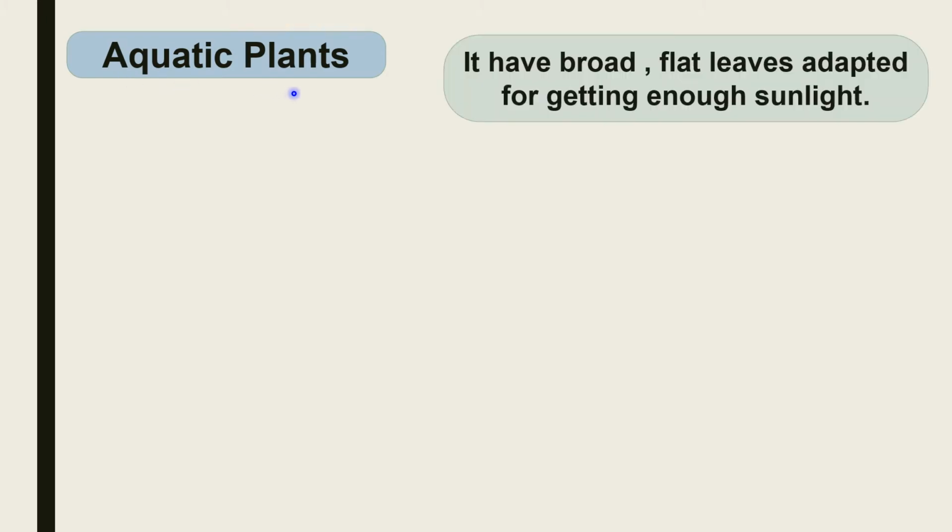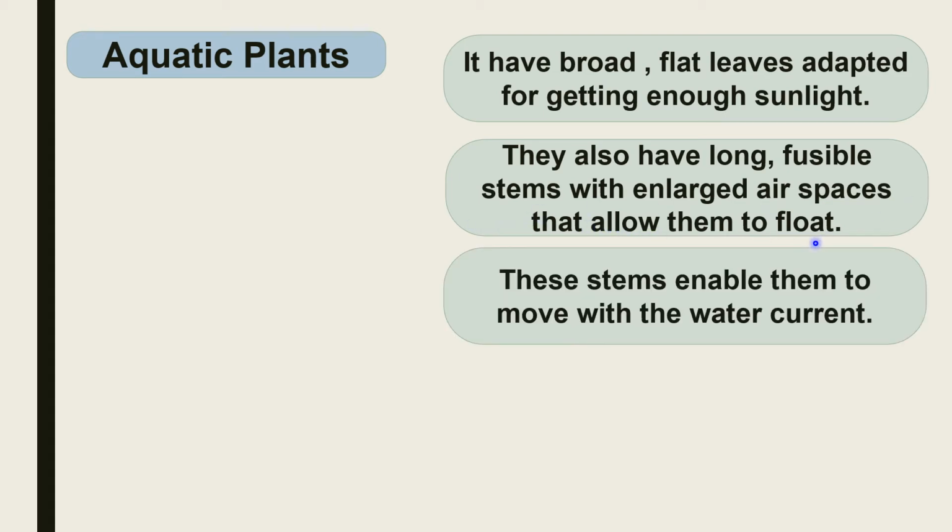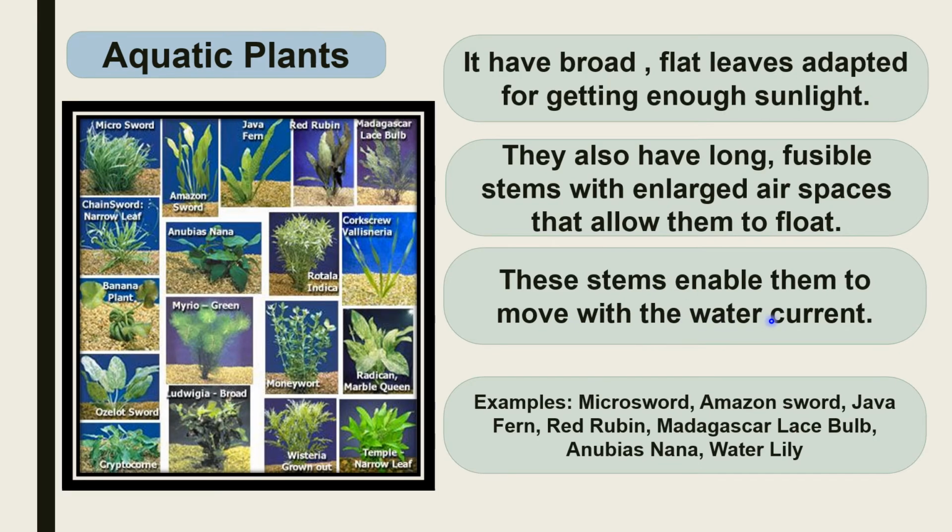Next, aquatic plants. So aquatic plants have broad, flat leaves adapted for getting enough sunlight. They also have long flexible stems with enlarged air spaces that allow them to float. These stems enable them to move with the water current.